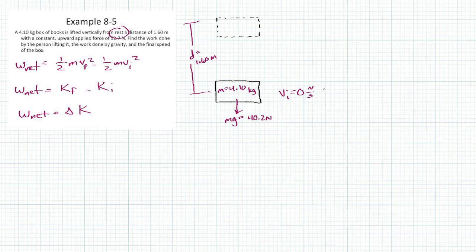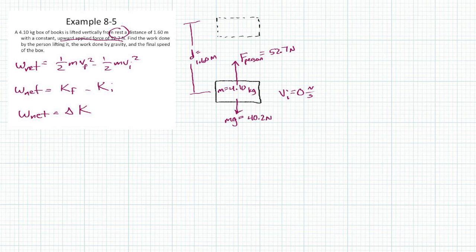What's causing it to lift up? We have a force that somebody applies to it, an upward force. That's this right here, 52.7 newtons. We'll call this the force of the person, the force caused by the person, equals 52.7 newtons. So that person is applying this force, displacing it through this distance right here, 1.6 meters. It starts at rest, and there's also gravity, of course, acting against that person as well.